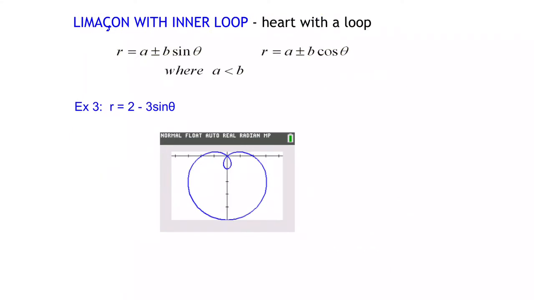As I said, here is a Lemniscate with an inner loop, so it's a heart with a loop. You can see, as we have done so far, all three of the polar graphs have the same equations, but on this one, a must be less than b. a is less than b. So an easy way to remember this: if a is less than b, then it has a loop. So less than, loop.